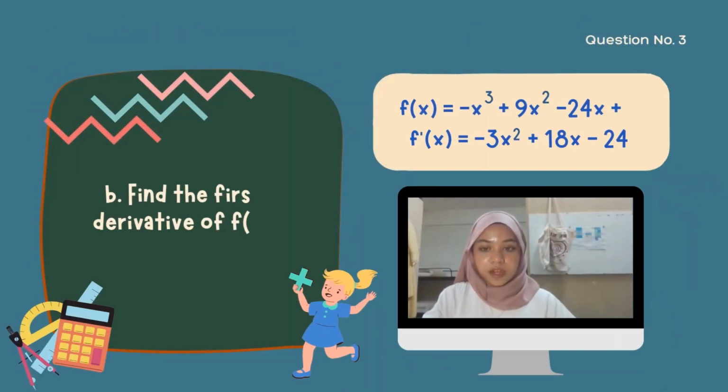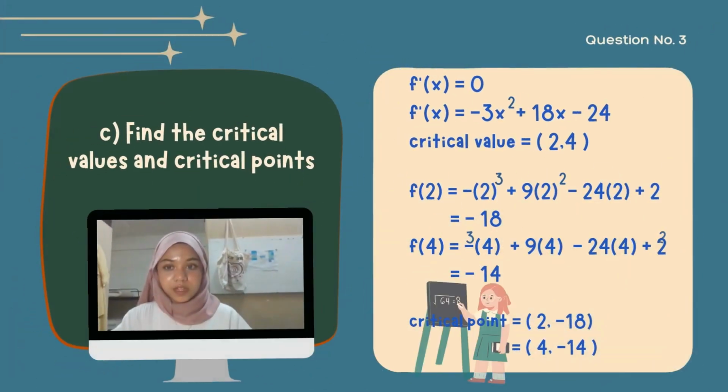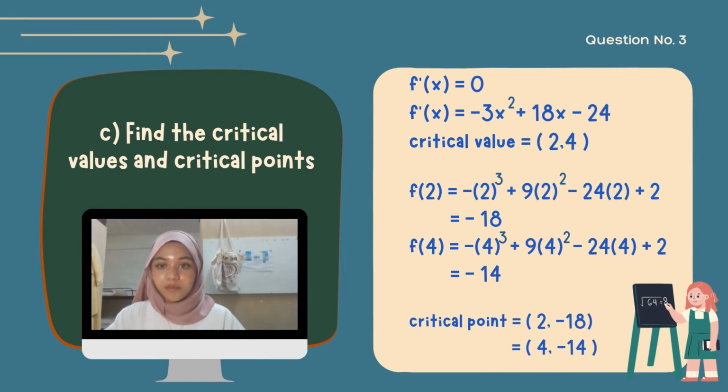B. Find the first derivative of f(x). f(x) equals negative x cubed plus 9x squared minus 24x plus 2, while f prime x equals negative 3x squared plus 18x minus 24. C. Find the critical values and critical points. f prime x equals 0, f prime x equals negative 3x squared plus 18x minus 24. And the critical values are 2 and 4.